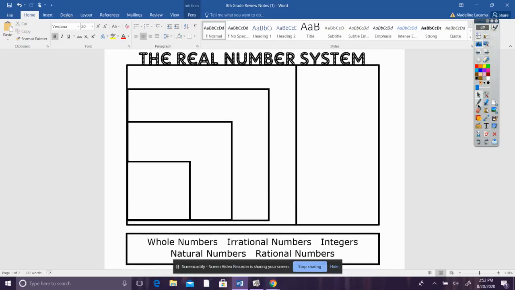Today we will be going over the real number system, and this is probably something you've already seen before, but we're just going to do a little refresher. So what we're going to do is use this word bank down here to fill in this chart of the real number system. And if you notice, each of these squares is within another square, and we're going to get to that. So to start off with the smallest square, this is going to be our natural numbers.